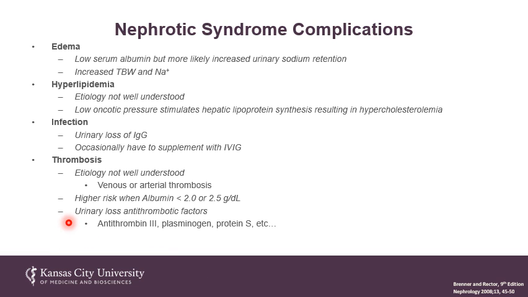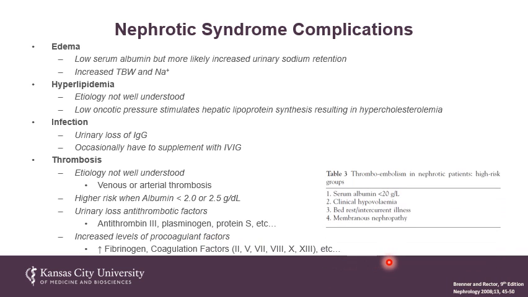Why is this? In general, you lose in the urine antithrombotic factors, and you have an increase in procoagulant factors. And so these are patients that are considered at highest risk for venous thrombosis or arterial thrombosis: low albumin, hypovolemic, in bed, and if they have membranous nephropathy, which is the most commonly associated glomerulonephritis with thrombosis.